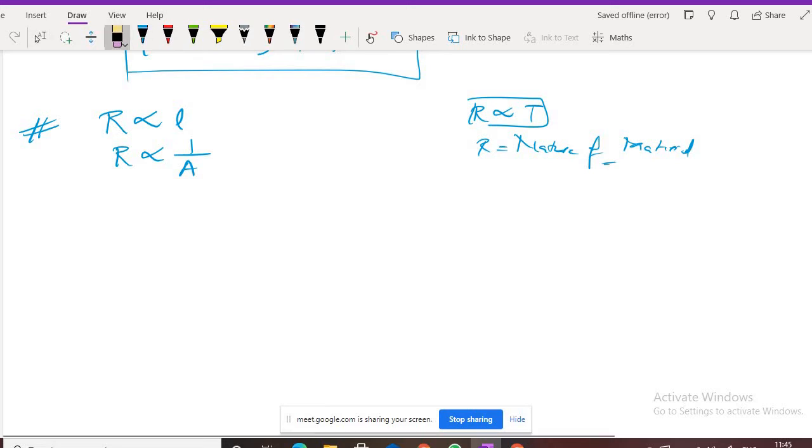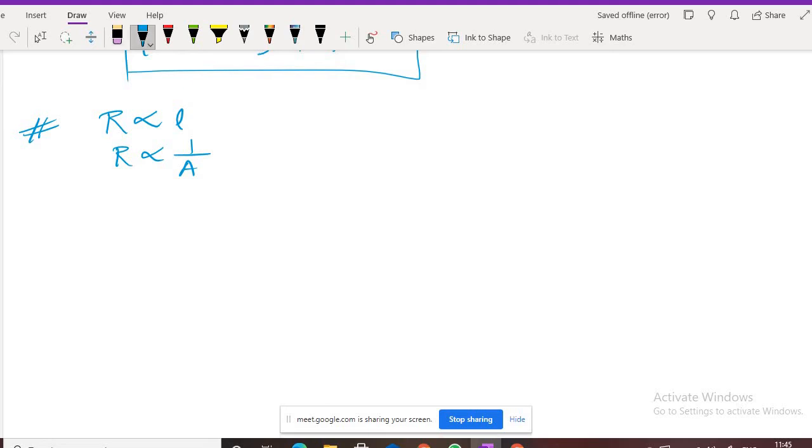Let's keep the other two, the temperature and nature of material, away for some time, and let's discuss the length and area. If I join these two, you can write that resistance is proportional to L by A. Yes or no? I have joined these two.